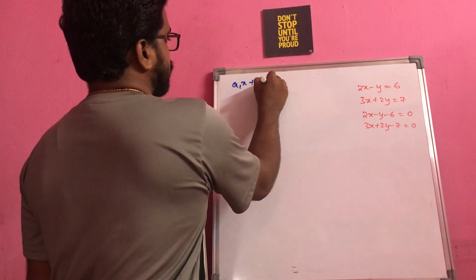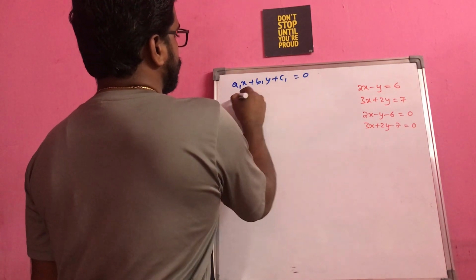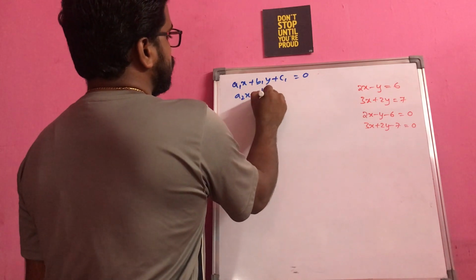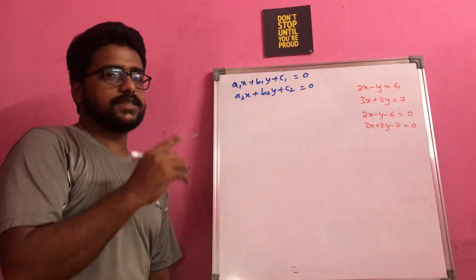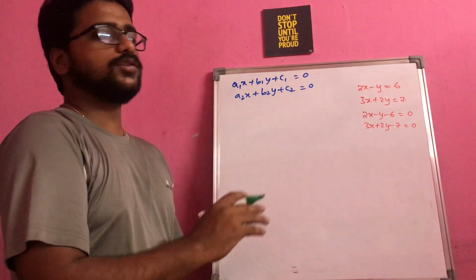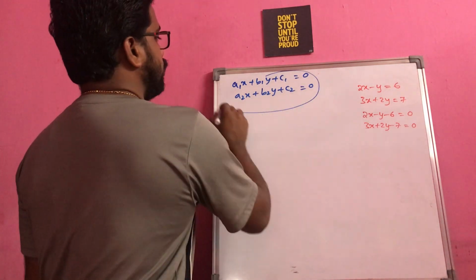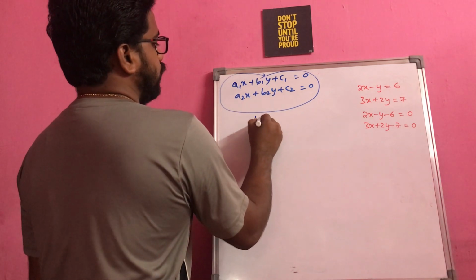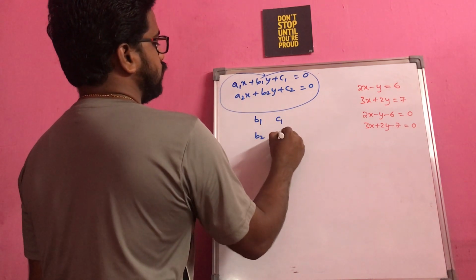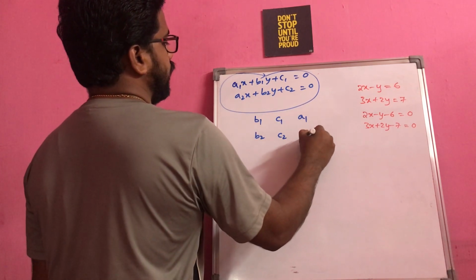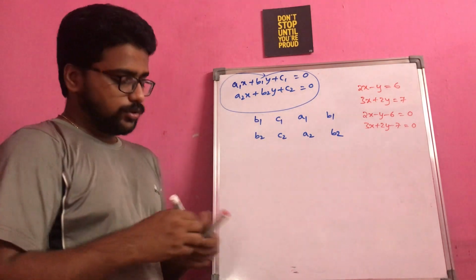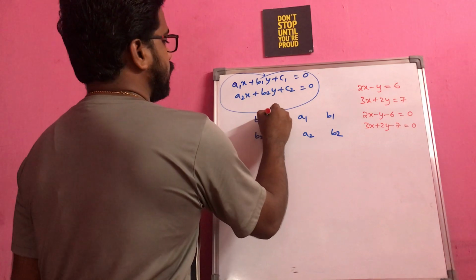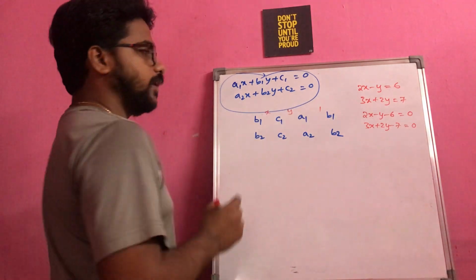a1x plus b1y plus c1 is equal to 0. a2x plus b2y plus c2 is equal to 0. The explanation part is correct, I just placed the values wrongly. So you just have to move in this direction: b1, b2, c1, c2, a1, a2 and then again b1, b2. Right? So this you have to write as x here, y here, constant like that.